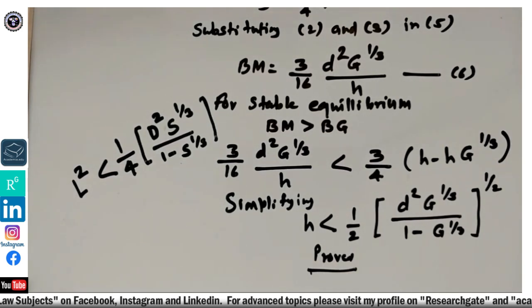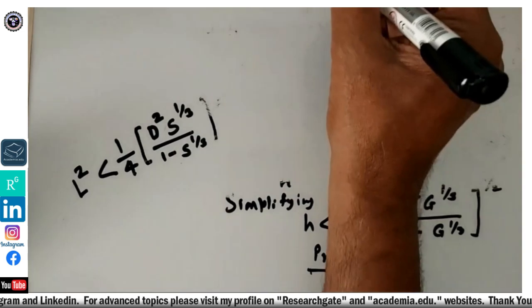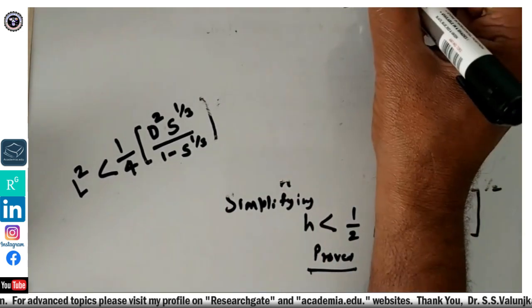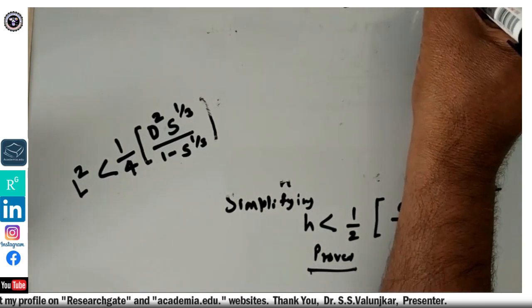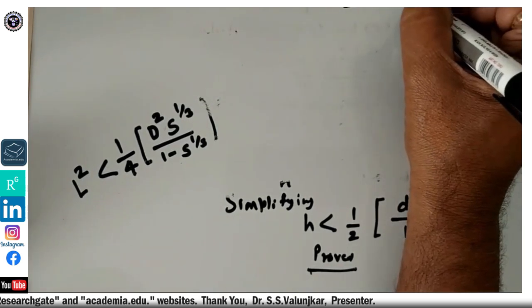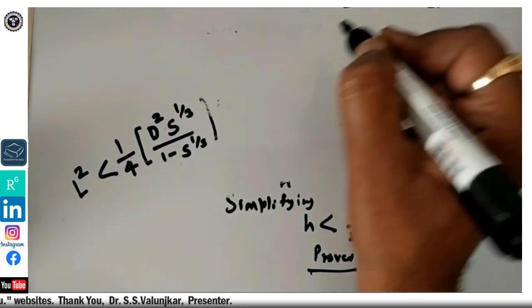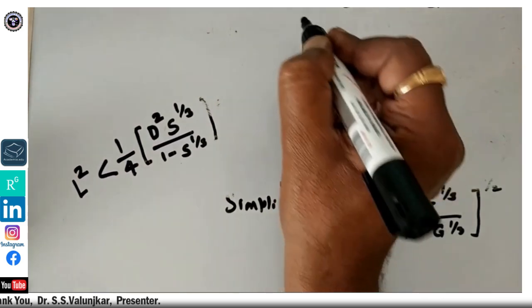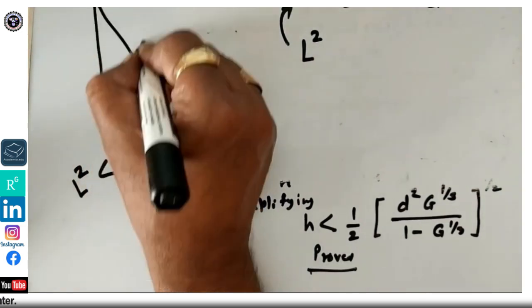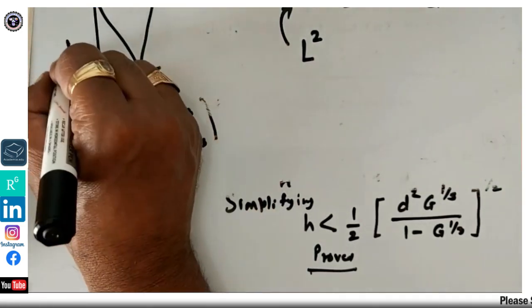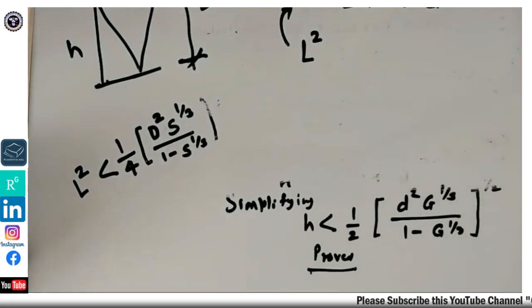So I will rewrite the equation here once again. Our equation is h is less than half D square, S raised to 1/3 upon 1 minus S raised to 1/3, the whole raised to half. Or in other words, you can write it this way: L square, because h is replaced by H, the total height of the cone. In some books it is also written as L.